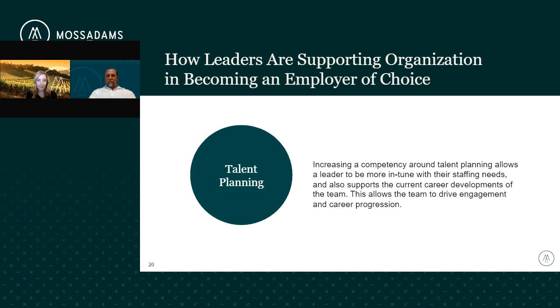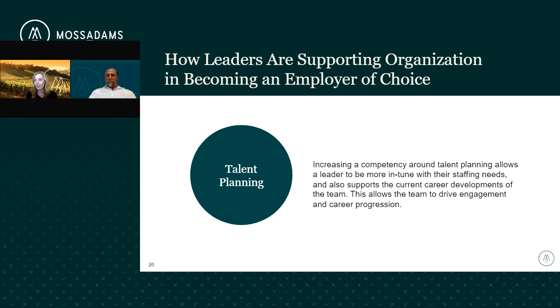The next one is talent planning. Talent planning allows our leaders to be more in tune with their staffing needs and also supports career development. But talent planning isn't just about filling open positions. This is about creating a pipeline to create long-term success for your organization. Especially in a leadership position, you're juggling a lot of different roles and responsibilities. So think about those strategic plans that you're holding for your organization, but aligning your workforce planning to those work plans, and trying to think through what that's going to look like, both in current state and in future state.